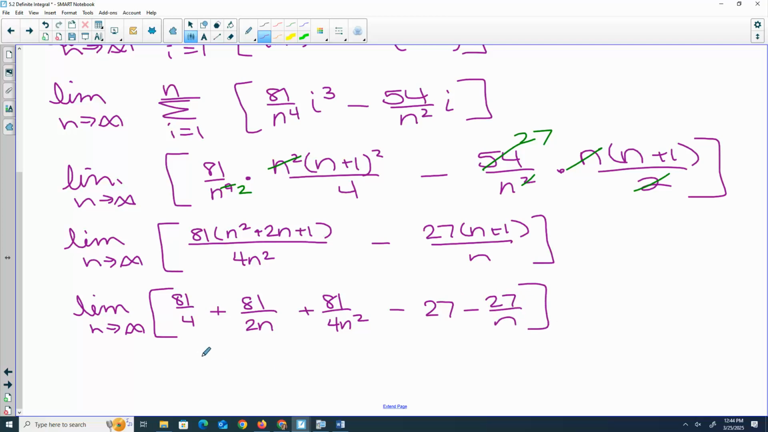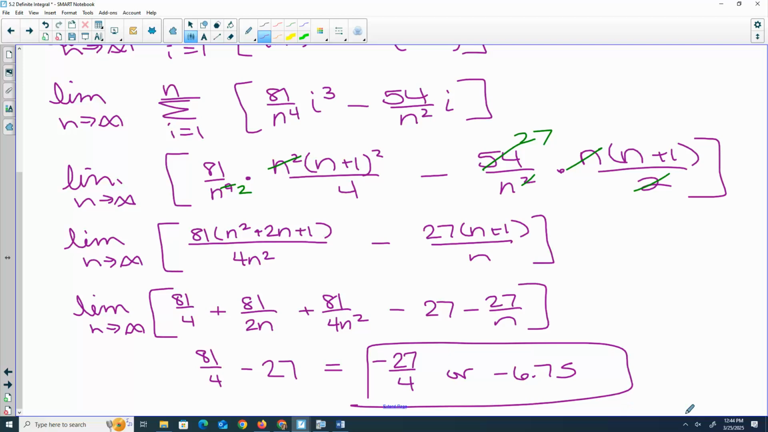And then as n goes to infinity, anything with n on the bottom turns into 0. So we have 81 over 4 minus 27. 27 over 4, negative 6.7. Whoa, negative. How did you get that?